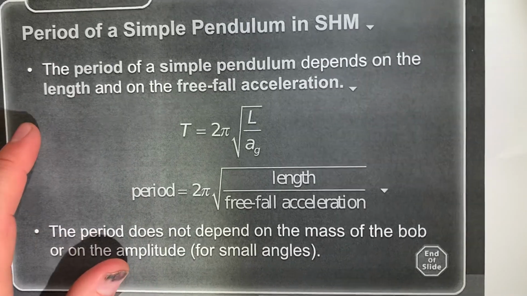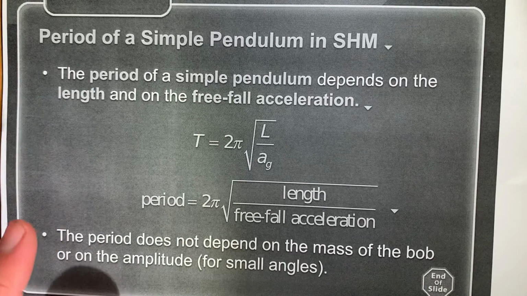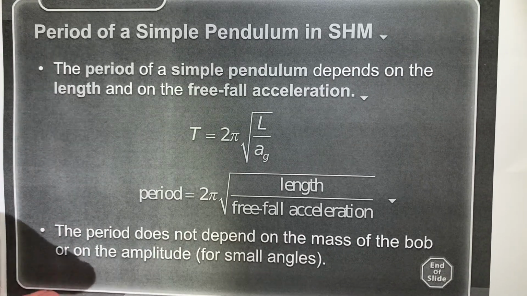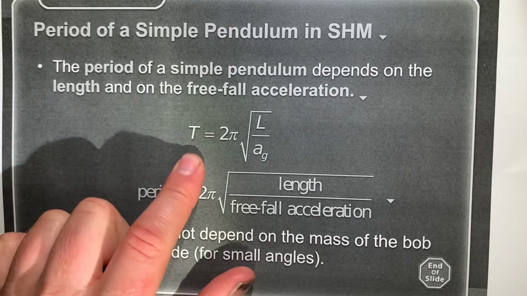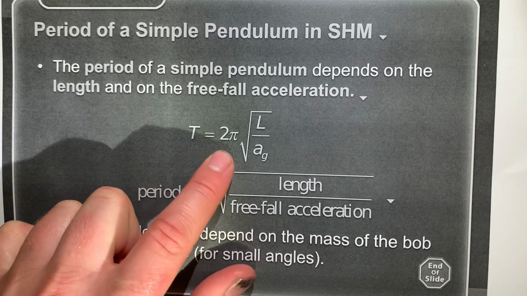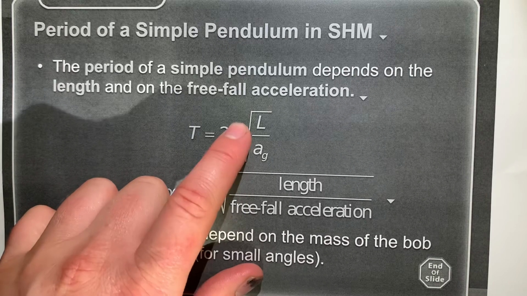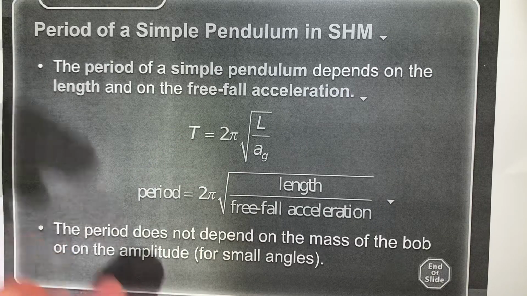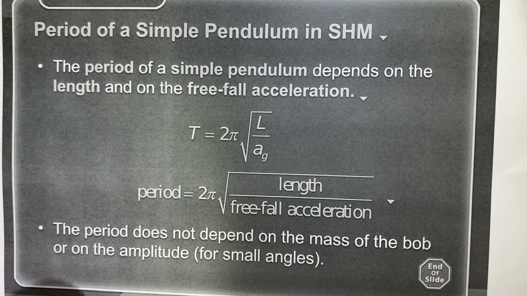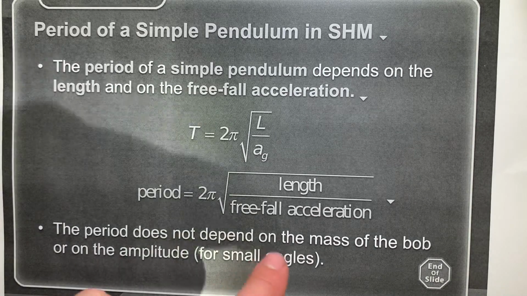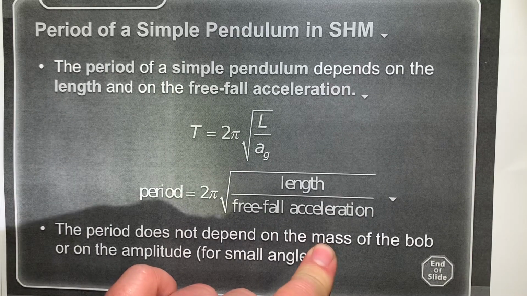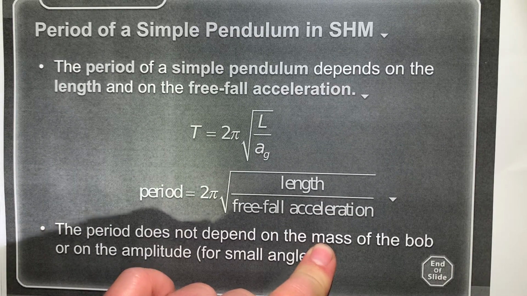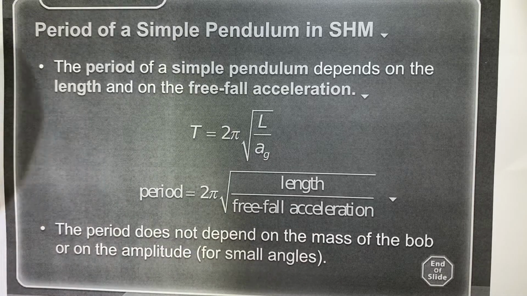The period of a simple pendulum depends on the length as well as the free fall acceleration. So we get the formula T, or period, is equal to 2 pi times the square root of length divided by the acceleration due to gravity. In simple pendulums, the period does not depend on the mass of the bob or the amplitude, as long as we're dealing with small angles. So if we have two pendulums of the same length with different masses on the end, don't worry about it. That does not factor in.